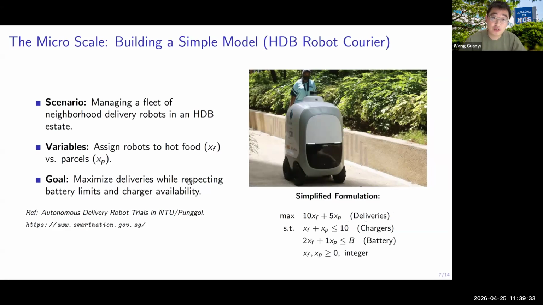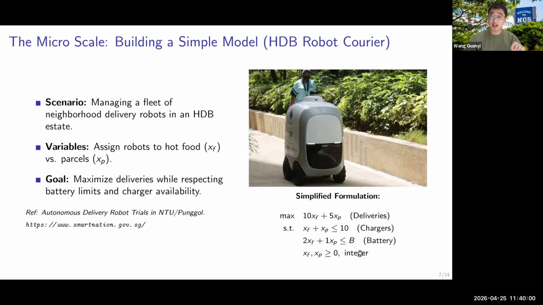And we know that we are subject to two constraints. One is about battery limitations and another is about charger availability. So we add this type of constraint. And lastly, we would like to ensure that the number of times should be positive.